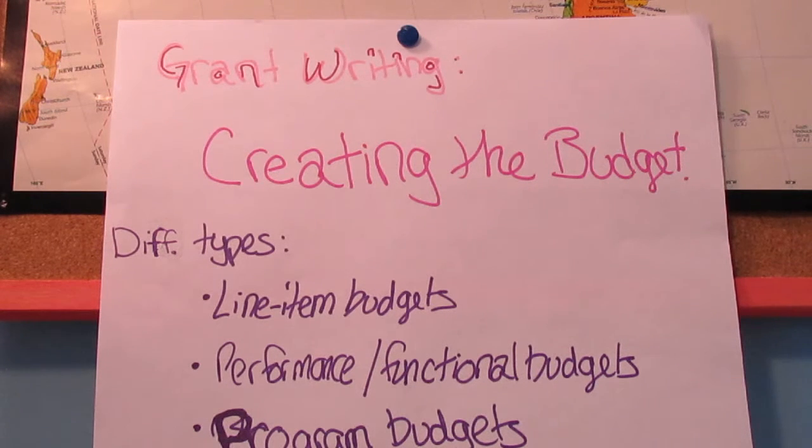The two other budget types are performance or functional budgets and program budgets. These go beyond just itemizing the expenditures, and they provide information that assists and provides feedback about costs of the activities and the program objectives.